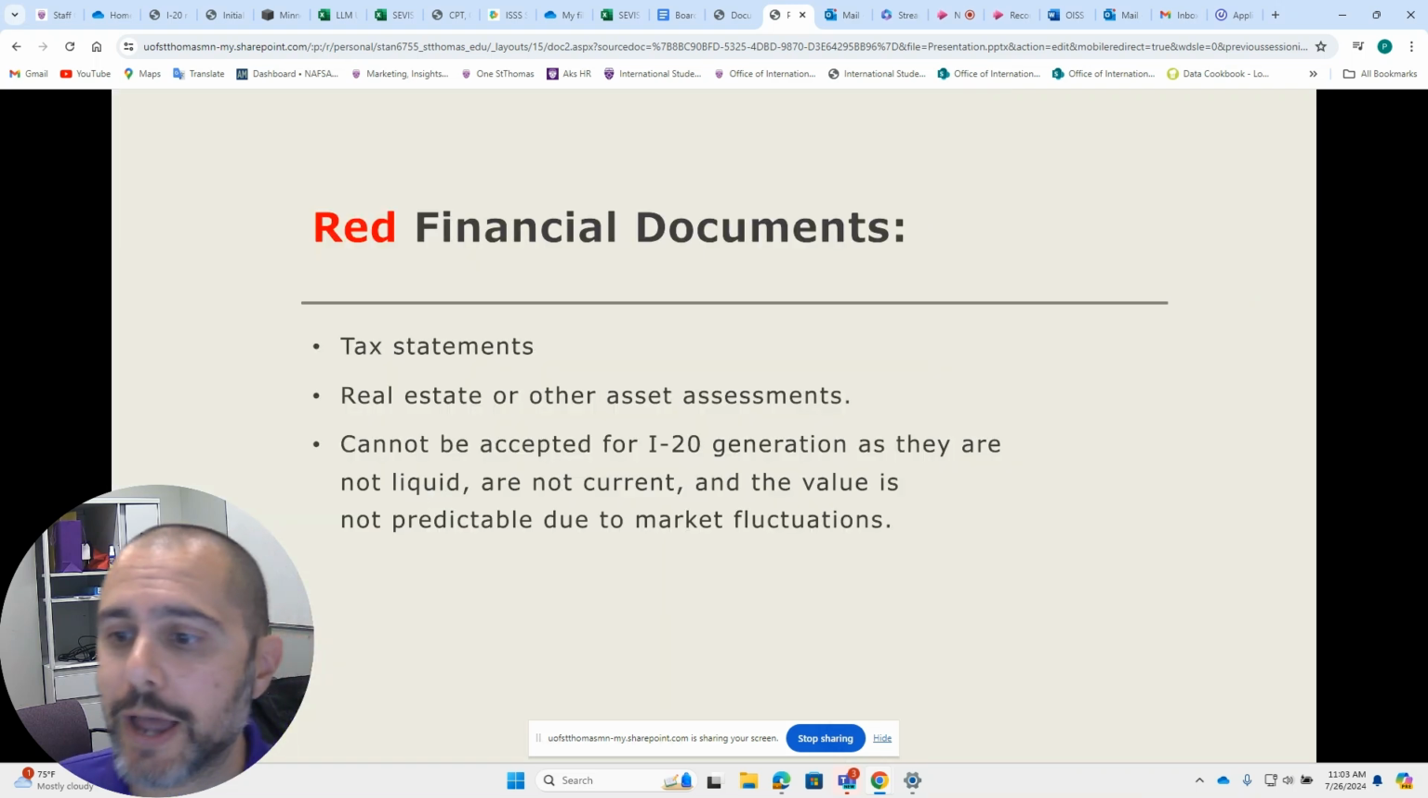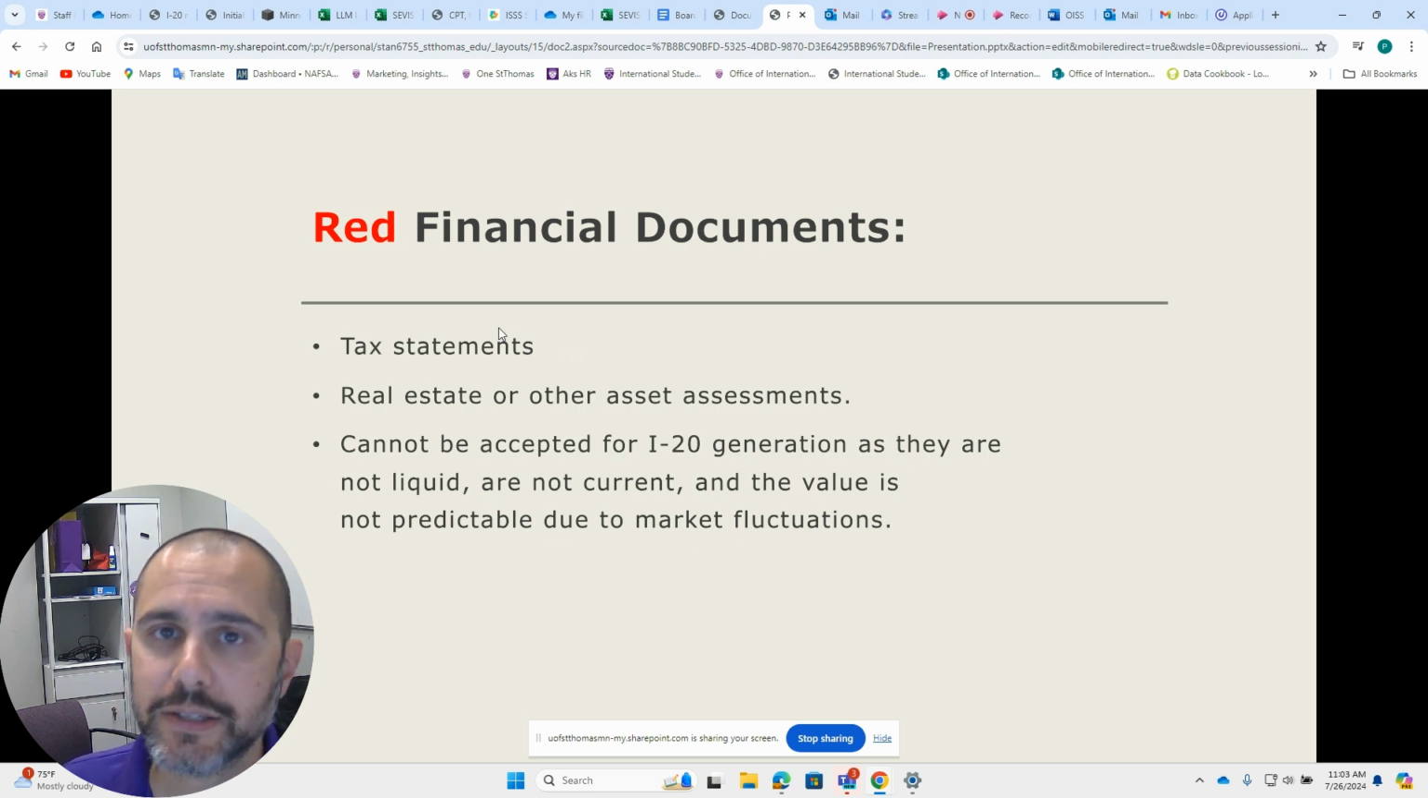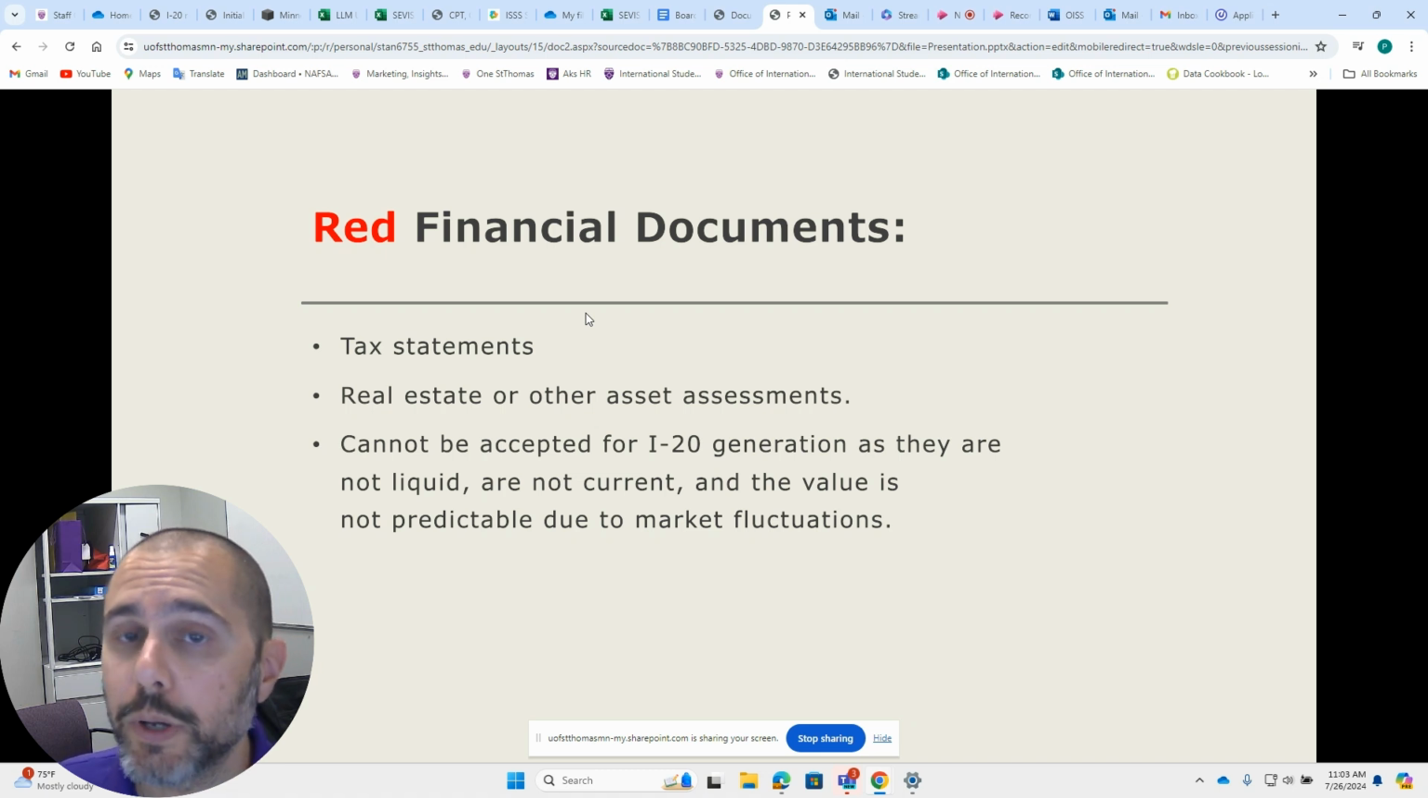Finally, red financial documents, documents you cannot use for your I-20. Number one, tax statements. You cannot use tax statements. Tax statements, like income tax statements, are declarative. They simply are you telling the government, I made this much money in a year. They don't show any of the money you actually have on hand.